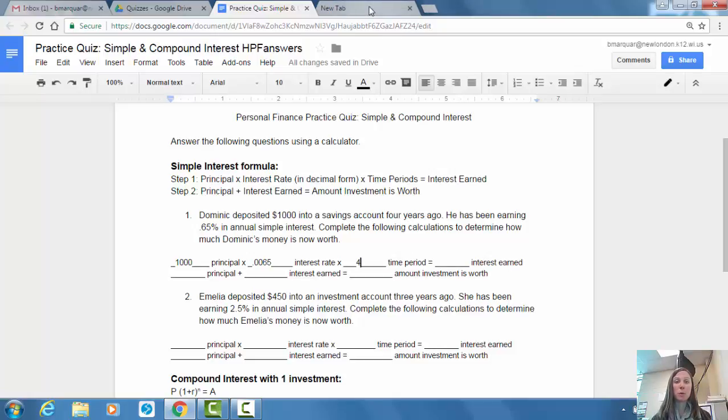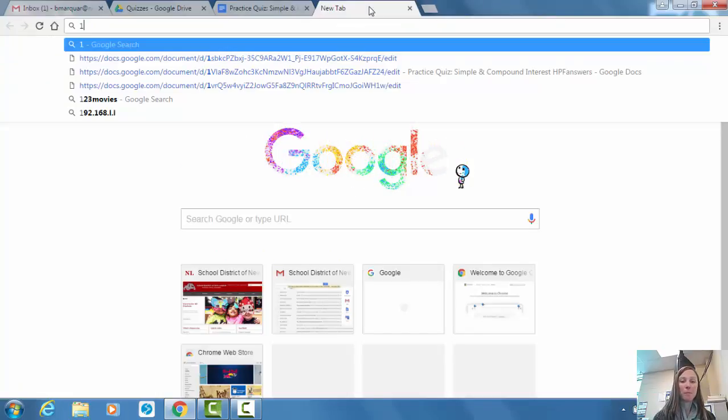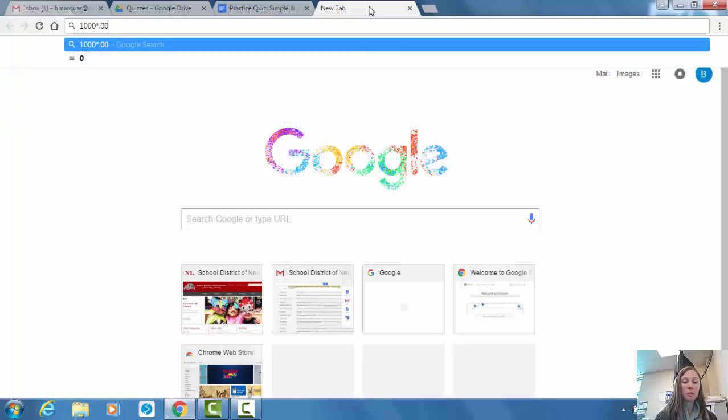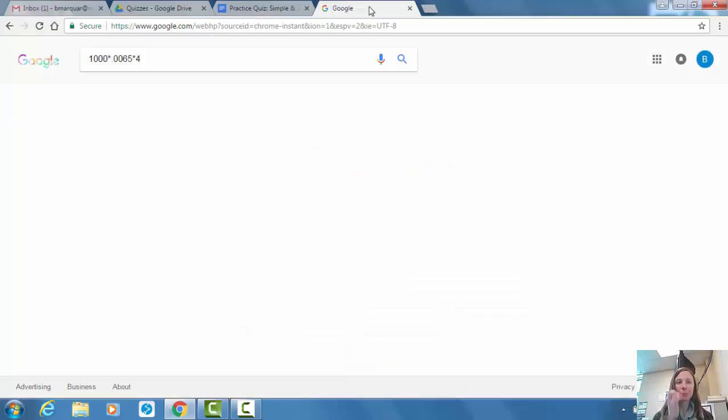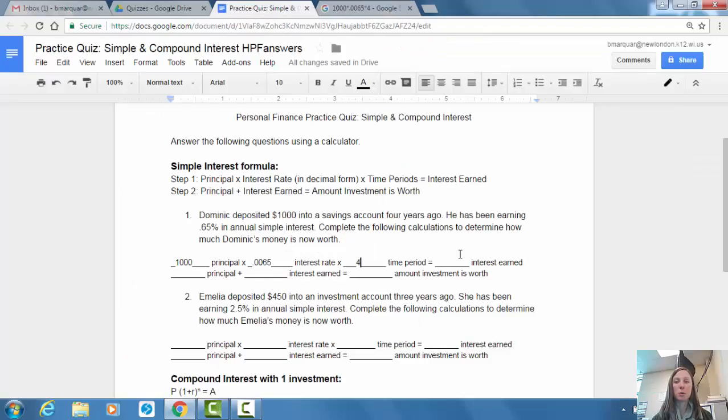So I'm just going to use Google. Type in 1,000 times, which is your asterisk key, 0.0065 times 4. And 26 is the amount of interest earned. So $26 goes here.